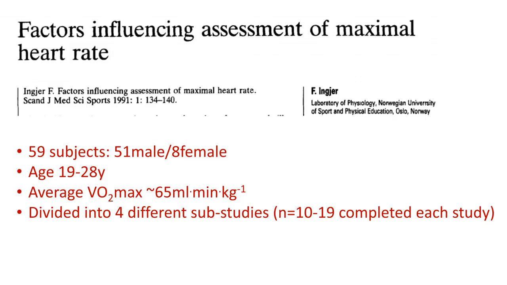So the first one was this study from 1991, coming up on 30 years ago, a professor named Frank Inge. I'm not sure he's with us anymore, but he was still alive and working when I moved to Norway 25 years ago. And he did this study on 59 subjects, mostly male. They were 19 to 28 years old. They were competitive endurance athletes. And they had, on average, a good VO2 max, 65 mLs per kg, some a bit more, some a bit less, but clearly well trained.